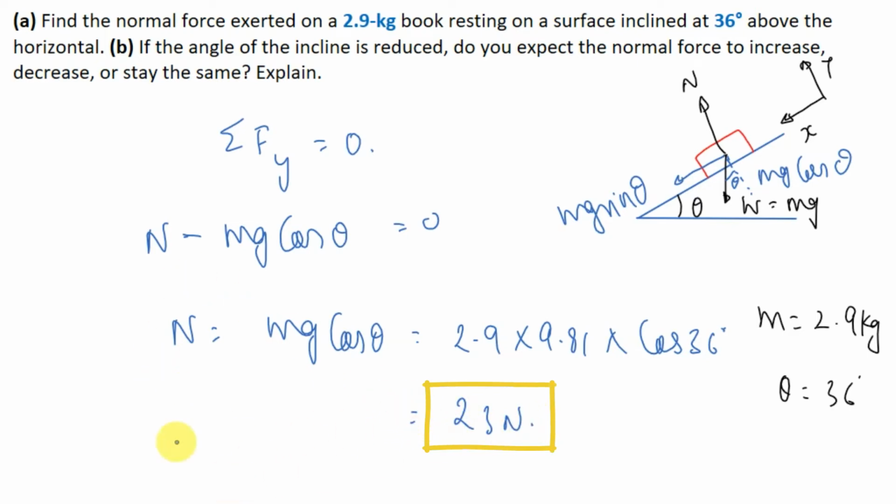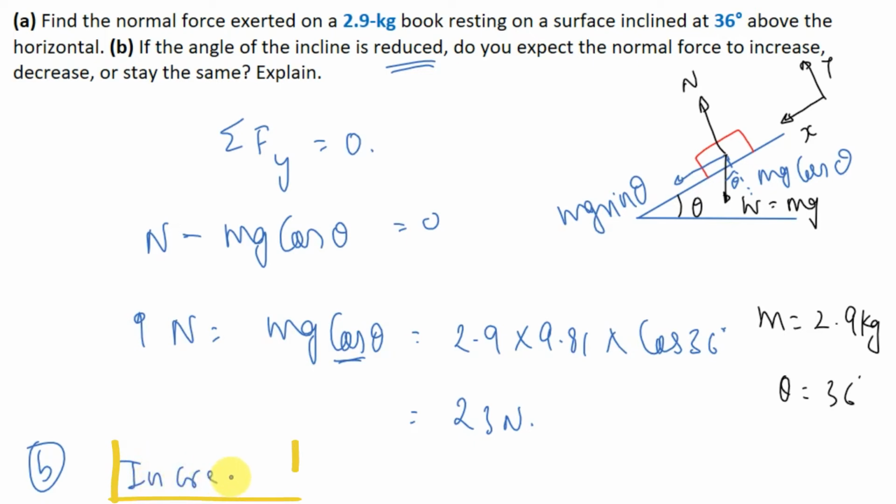Now next, in the B part, they are asking if the angle of inclination is reduced, then the normal force will increase, decrease, or stay the same. So if this theta is reduced, then this cosine theta is going to increase, and if cosine theta increases, the normal force is going to increase. Thus for the B part, normal force increases.